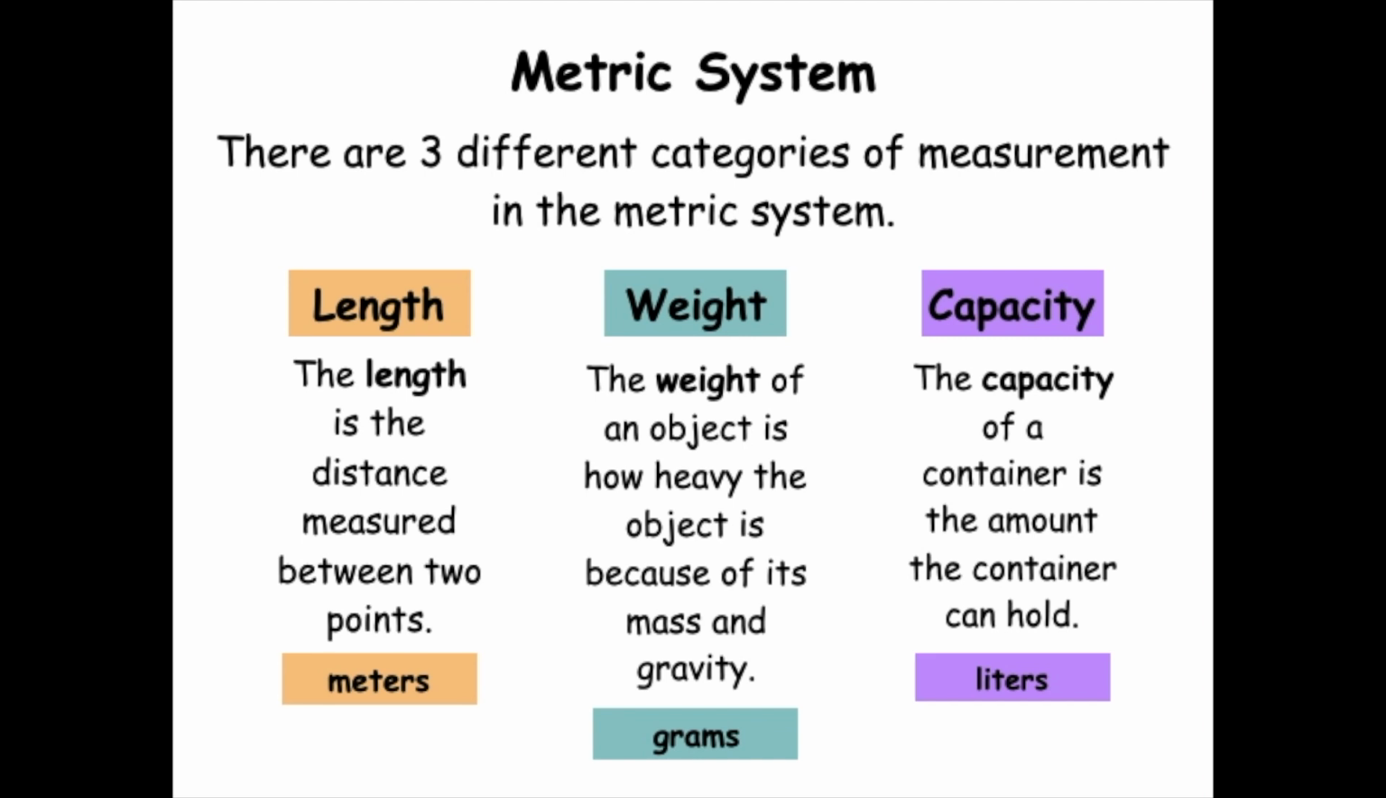The weight of an object is how heavy the object is because of its mass and gravity, and for the metric system, we're going to use grams as our unit. And then the capacity of a container is the amount the container can hold, kind of like its volume, right? And for this, we're going to use liters.